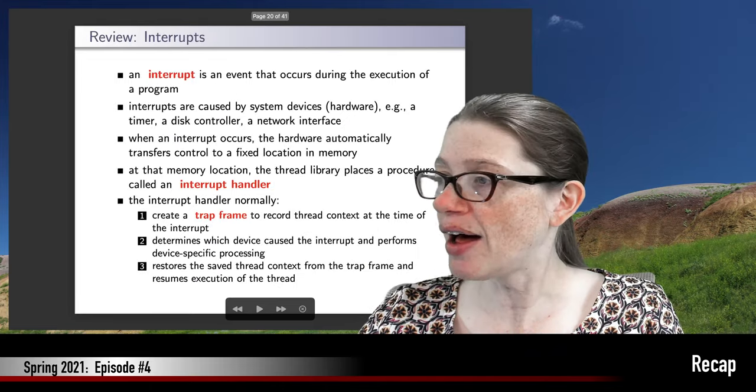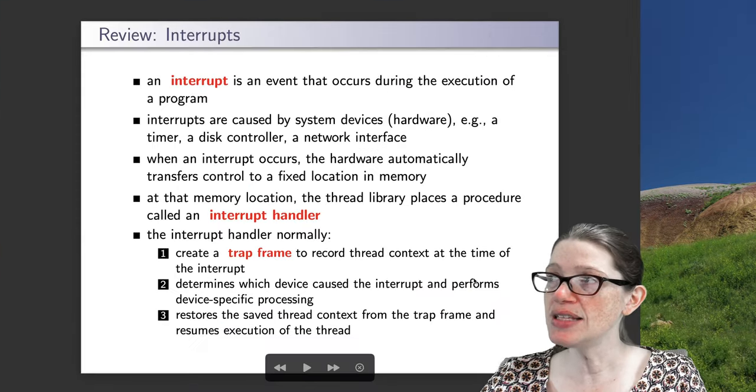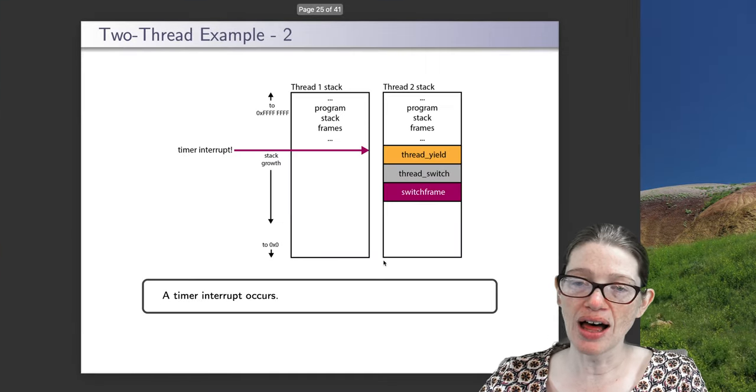What I'd like to do now is, at the very end of these slides, we have an example.